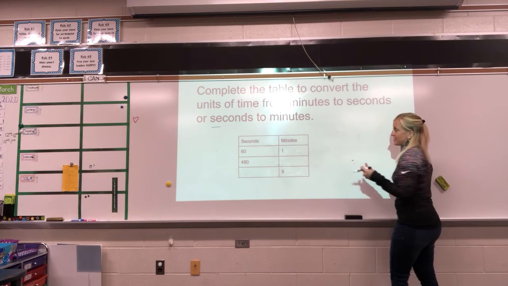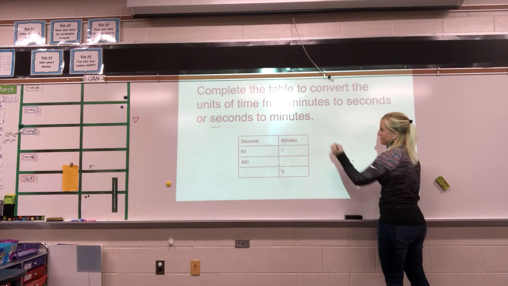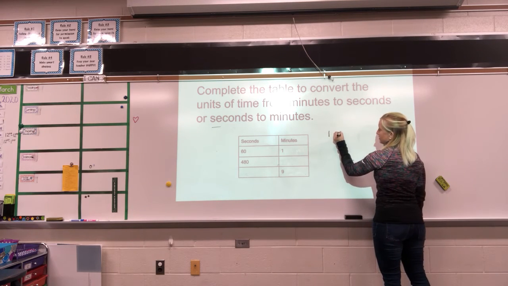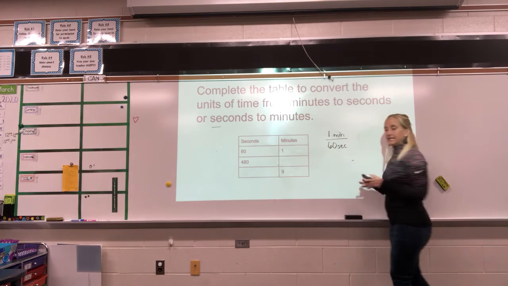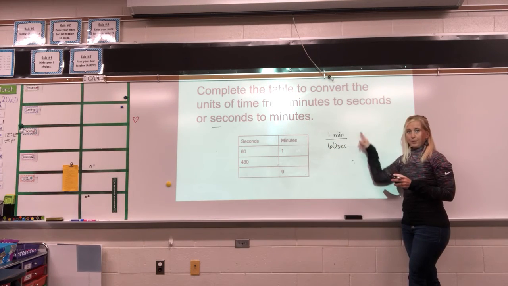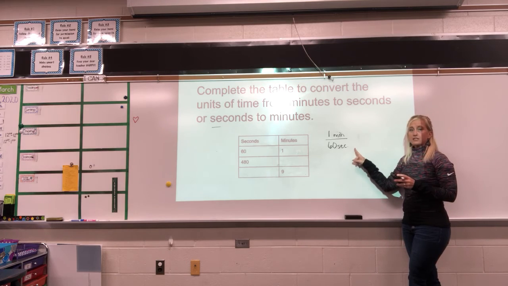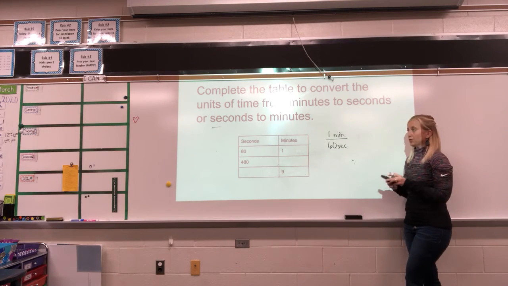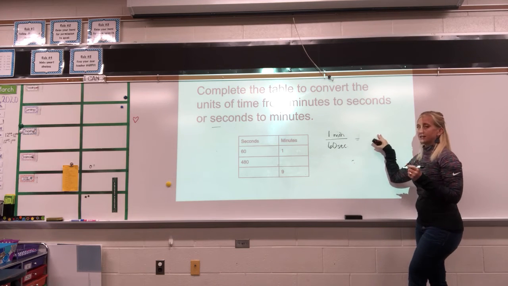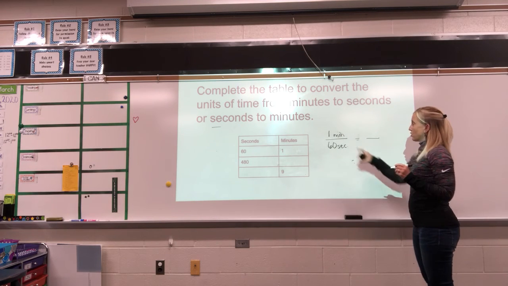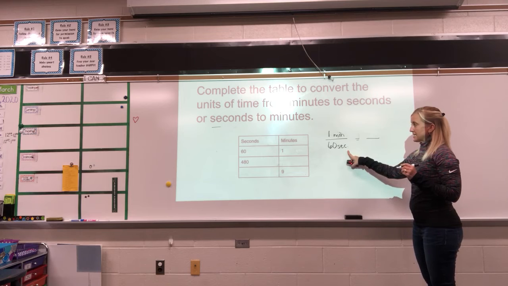Okay, so I'm going to keep using that method of equivalent fractions. 1 minute is 60 seconds. Now, in case you're wondering, hey, does it matter if I put the seconds on top or the minutes on top? It doesn't matter as long as you keep them both the same in both fractions. So because I put minutes on the top here, I have to put minutes on the top here. Okay, so 1 minute is 60 seconds.